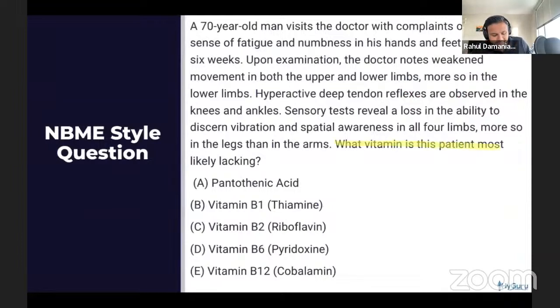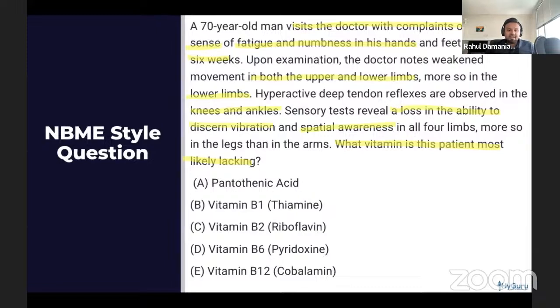What vitamin is this patient most likely lacking? A 70-year-old man visits the doctor with complaints of a constant sense of fatigue and numbness in his hands and feet for the past 6 weeks. Upon examination, the doctor notes weakened movements in both upper and lower limbs, more so in the lower limbs. Hyperactive deep tendon reflexes are observed in the knees and ankles. Sensory tests reveal a loss in the ability to discern vibration and spatial awareness in all 4 limbs, more so in the legs than in the arms. What vitamin is this patient most likely lacking?